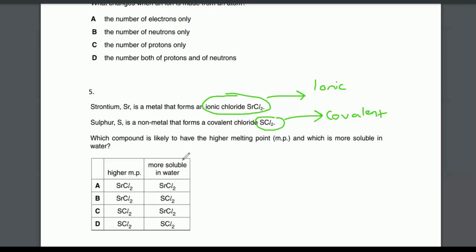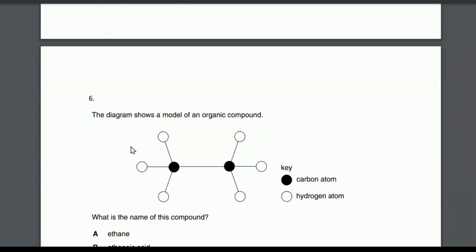Ionic and covalent both have high melting points if they're giant structures. However, in this situation, it's only the strontium chloride that's a giant structure. So the answer has to be A or B because that has a high melting point. And then more soluble in water, again, that's the strontium chloride. Ionic substances tend to be soluble in water, or more soluble than covalent substances, and it's because they're made of charged ions, or oppositely charged ions.